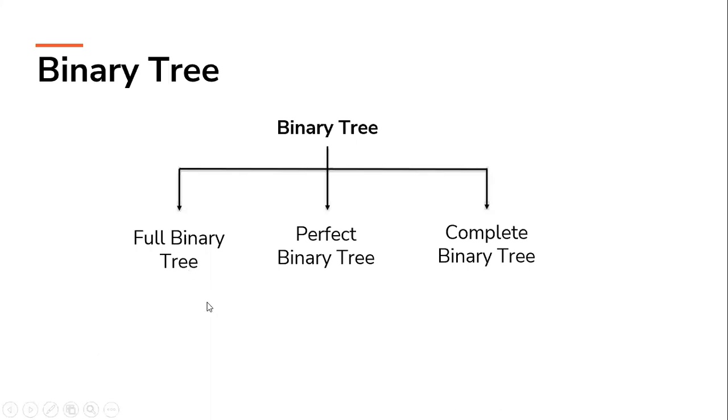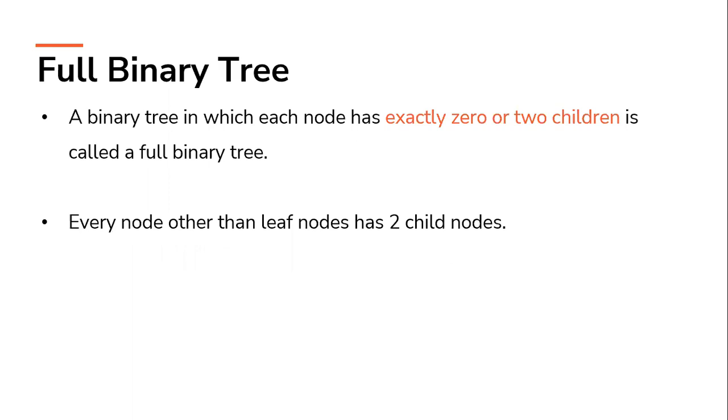Okay. Now, what is full binary tree? A full binary tree is nothing but a tree in which every node has exactly 0 or 2 children. Any node you take, it should have 0 child or 2 children. That means one child is never possible. No node should have a single child. That is nothing but full binary tree. Every node other than leaf nodes has 2 child nodes.